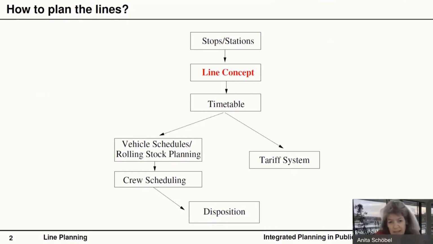And I separated this in two parts. On the left-hand side, you see things that are only relevant for the public transport company. So for the passengers, it's not relevant what the vehicle schedules and the crew schedules look like. This is only relevant for the public transport company, but the tariff system is again relevant for the passengers, as are the stops, the line concept, and the timetable. And in the end, we also have some online things like disposition in the operative business. So if you have some delays, whatever, you have to change everything which has been disturbed. So this is disposition. And in this lecture, we are dealing with the line concept.